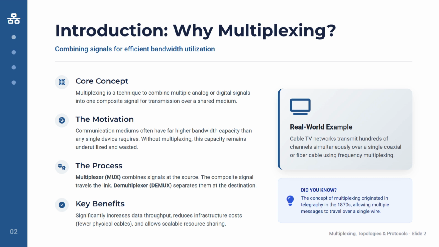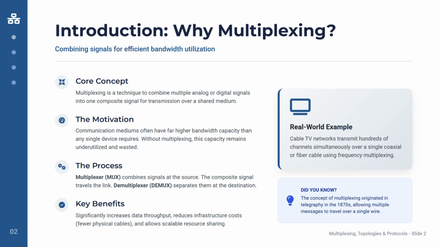Most communication mediums, from copper wires to satellites, pack way more bandwidth capacity than any one device could dream of using alone. Without multiplexing, that extra space sits idle, underutilized and straight up wasted, like reserving a whole theater for one viewer. It's not just inefficient, it's costly in terms of resources.